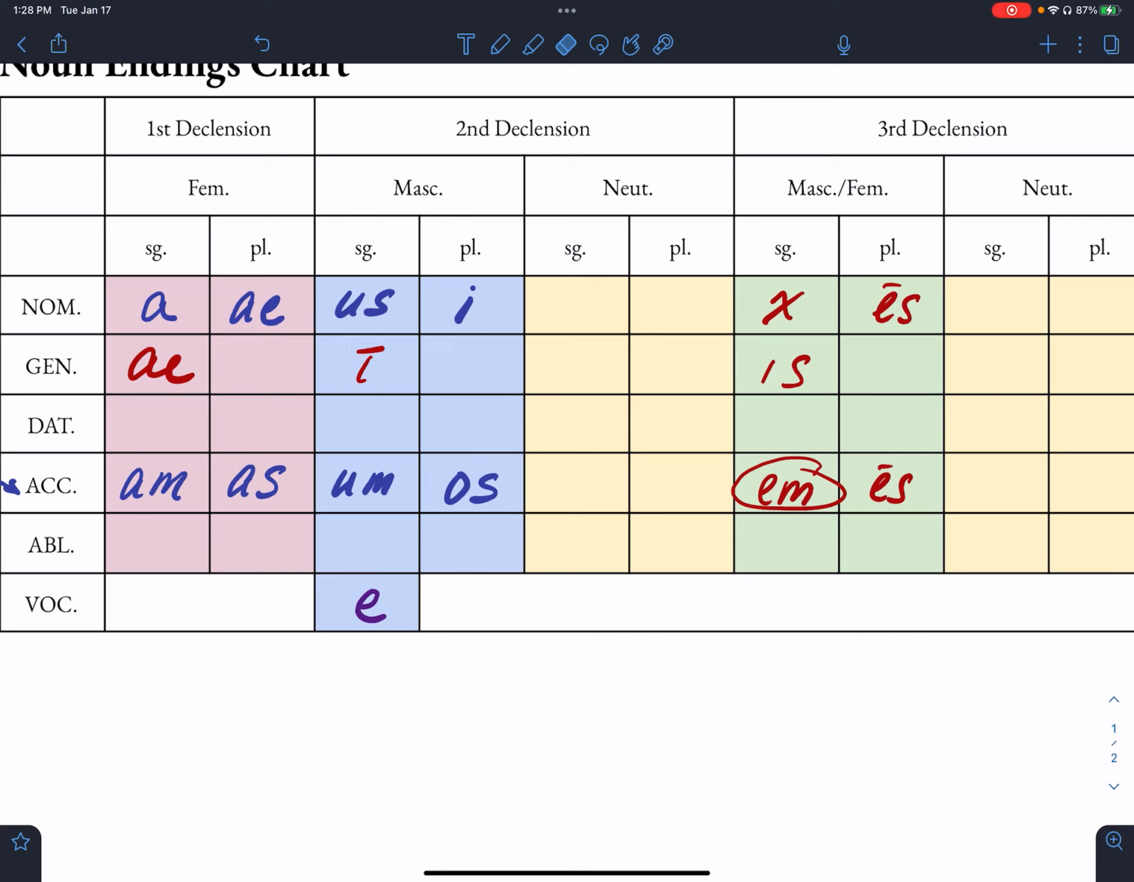If I wanted to talk to a bunch of slaves, I would say, O servi, with an I, because that's nominative plural. So what you can do, if you would like, is in the vocative, just go ahead and write in everything else. I mean, you can, but it's going to be your funeral. The funeral of your grade.